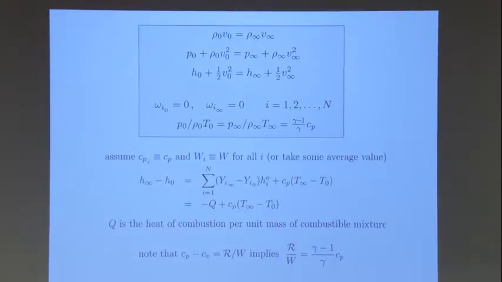So this is the algebraic relation that relates the quantities far to the left and quantities far to the right. We are going to assume that all the Cp_i are the same, and all the molecular weights are approximately the same. Under this condition, the difference in enthalpy between the burned and the unburned side is going to be equal to essentially the heat release plus the sensible change in enthalpy, where the integrals here are evaluated. So I can replace this change in h by minus Q plus Cp times (T infinity minus T naught).